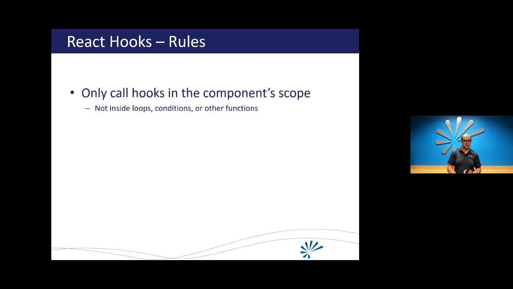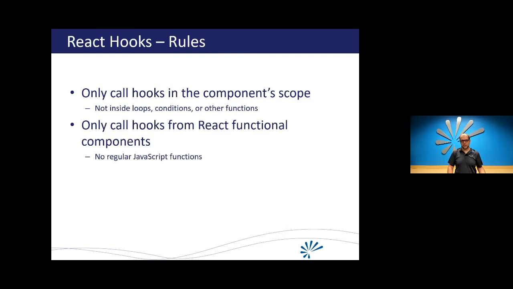You can only call hooks from the component scope. You cannot call them inside for loops. You cannot call them inside if statements. You cannot call them from other functions. It has to be in the root of the component function's scope. They have to execute in the same order, and all the hooks have to execute every time the component renders. You can't say, oh, if this value isn't here, return null, and then call a hook after that, because that hook may or may not execute, and React can't handle that. You have to execute all the hooks every time in the same order.